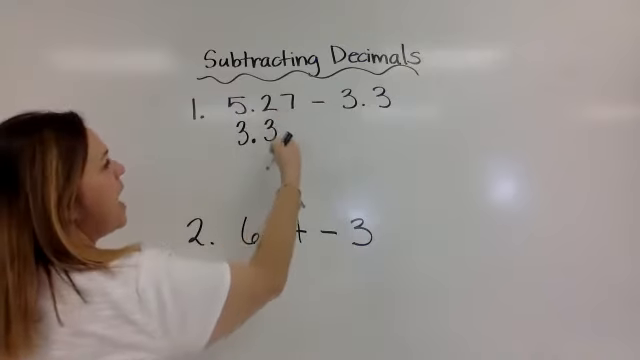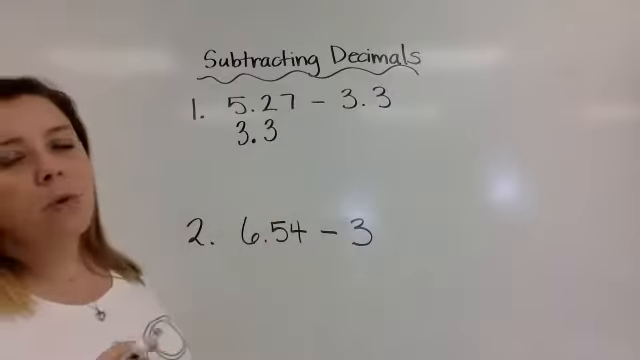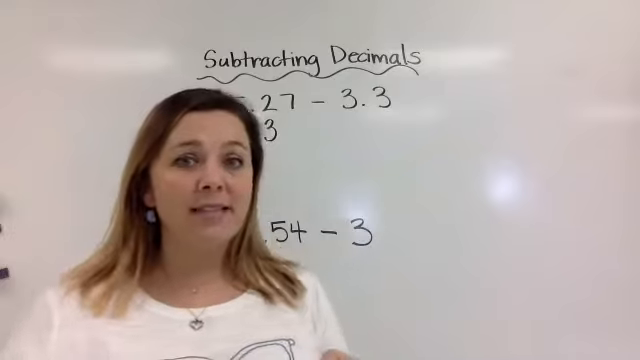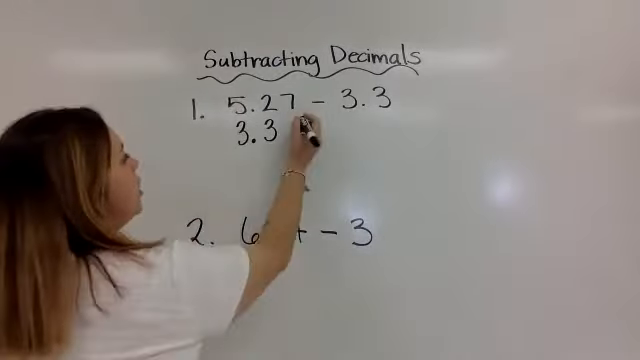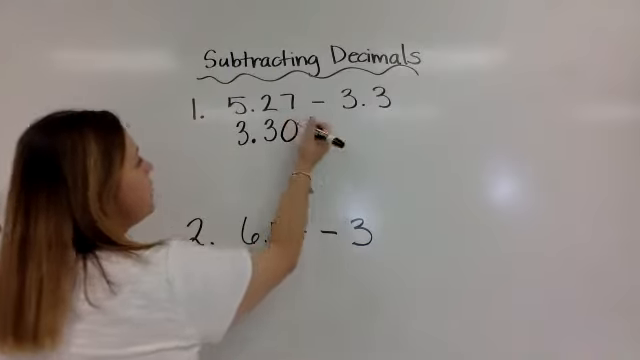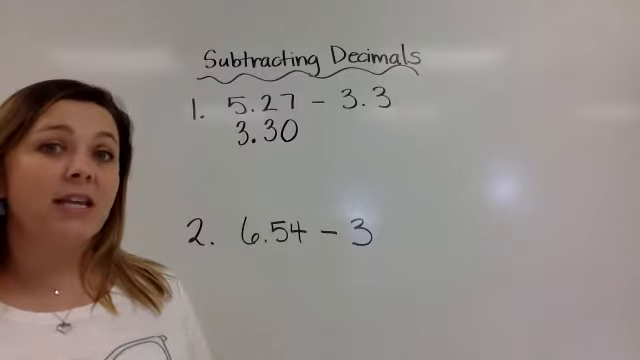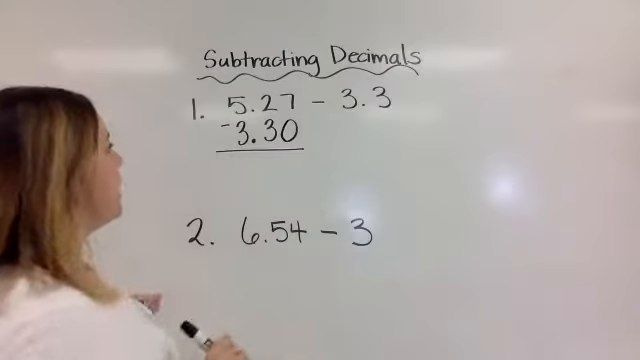And look here, I only have a digit in the hundredths place in this number. Remember, when we're adding and subtracting decimals, we want to make sure we have a digit in every single place. So I'm going to put a 0 as a placeholder there so that I can make sure all of my places are filled. Remember, that does not change the value of my number. It's just putting it there as a placeholder. Now I can subtract these two numbers.